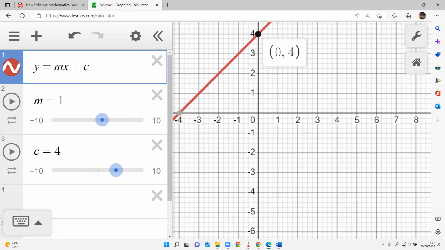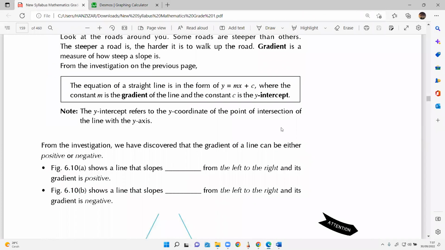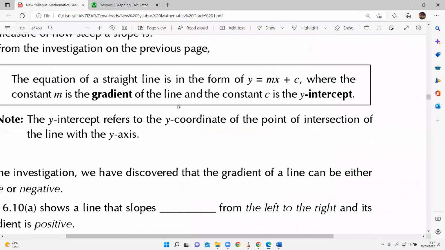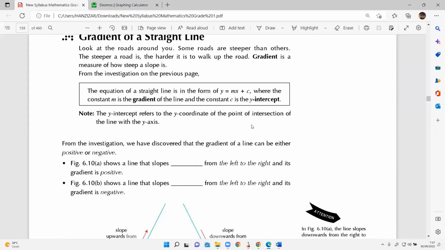So now let's do our exercise. There you go. The equation of a straight line. So what page is this, guys? The gradient of a straight line here. The what page? Sorry? 149. Look at page 149.